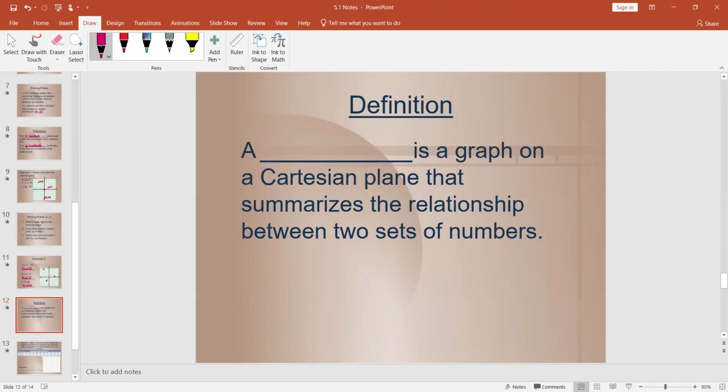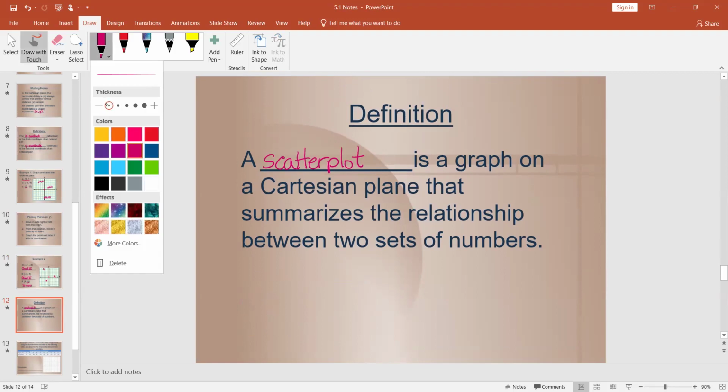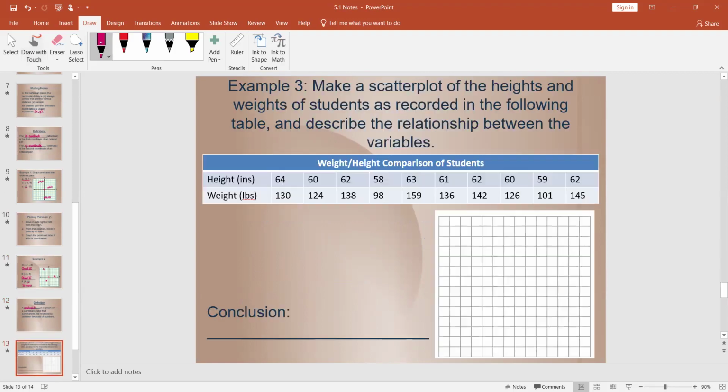All right, so the last part of this is we're going to talk about scatter plots. A scatter plot, the name will make sense when we graph it, is a graph on a Cartesian plane that summarizes the relationships between two sets of numbers. Okay, on the next slide, we have our example. So example 3, make a scatter plot of the heights and weights of students as recorded in the following table. Then describe the relationship between the variables.